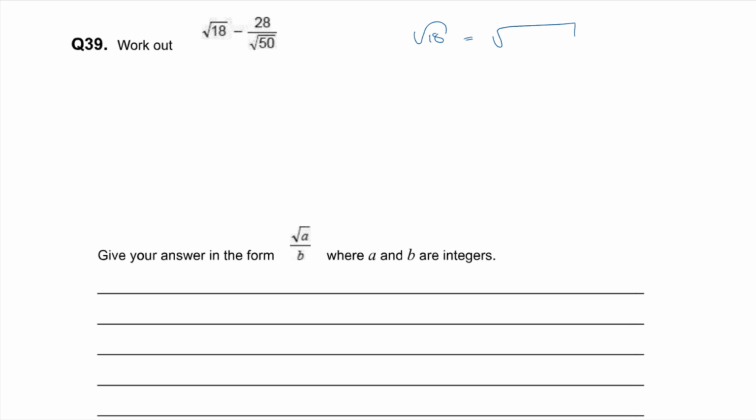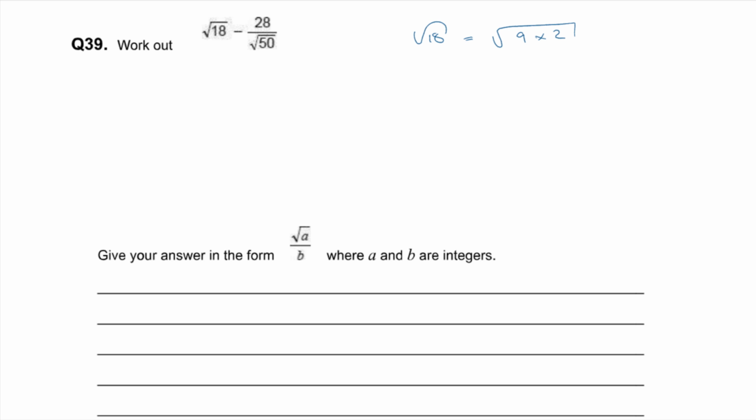When you're simplifying these, you're looking for factors of your number that are also square numbers. So think about the square numbers 1, 4, 9, 16, 25. Can you think of any of those numbers being a factor of 18? Well, 9 is, isn't it? 9 times 2 is 18.